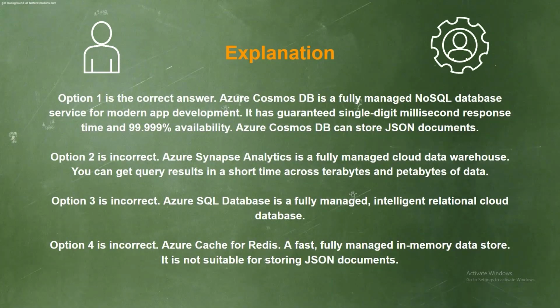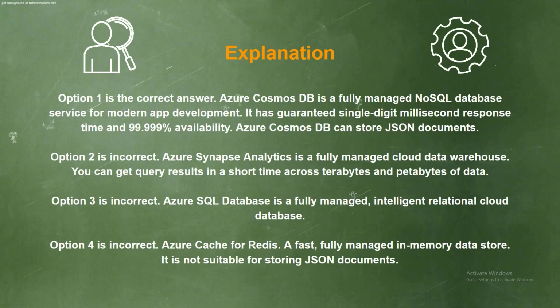Azure Cosmos DB is a fully managed NoSQL database service for modern app development. It has guaranteed single-digit millisecond response time in 99.999% availability. Azure Cosmos DB can store JSON documents. Option 2 is incorrect. Azure Synapse Analytics is a fully managed cloud data warehouse. You can get query results in short time across terabytes and petabytes of data.